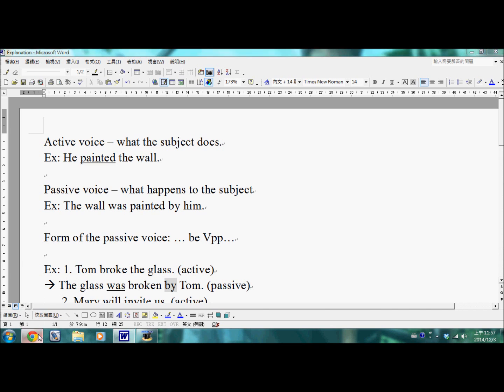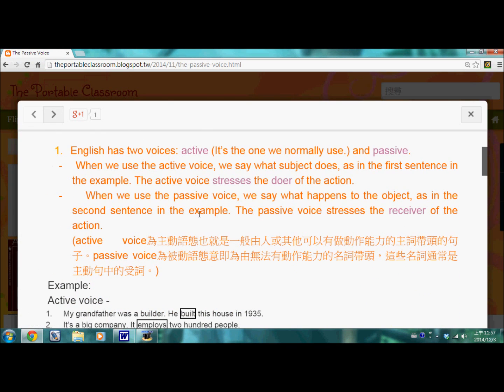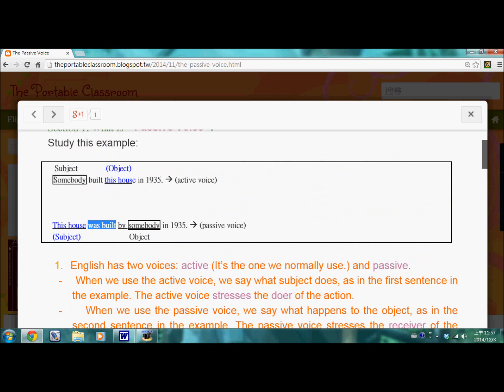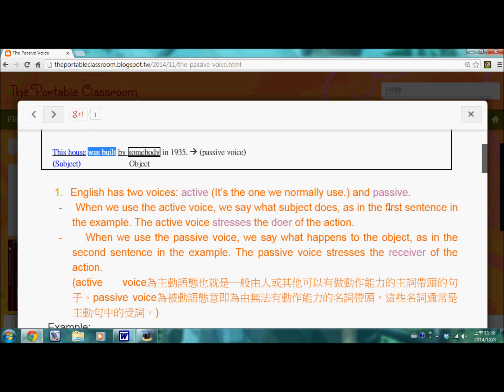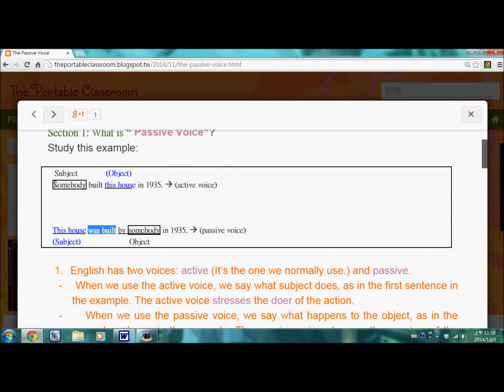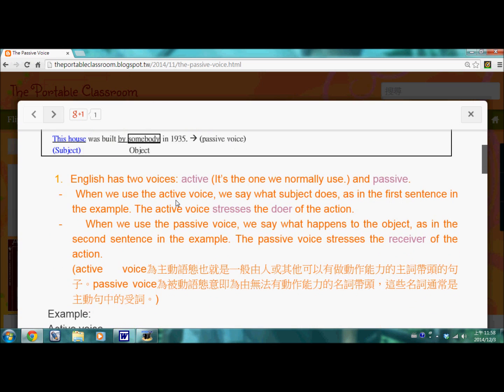Let's go back to our lesson plan. English has two voices. Active, that's the one that we normally use. And the passive. When we use the active voice, we say what the subject does, as in the first sentence in the example: somebody built this house. What did the subject do to the house? The active voice stresses, means emphasizes, 强调, the doer, the person who does the action. And in example number 1, that is somebody.